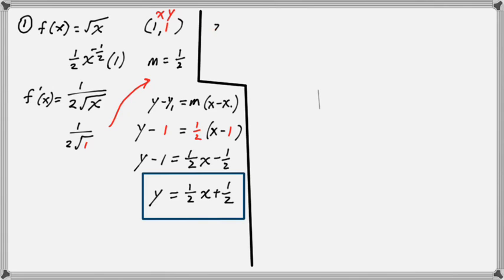Now, number 2. Same instructions, but I gave you a fraction, 6 over x plus 2. And I said when x was 0. Putting a 0 in gives you 6 over 2, or 3. So I now know my point x, y.